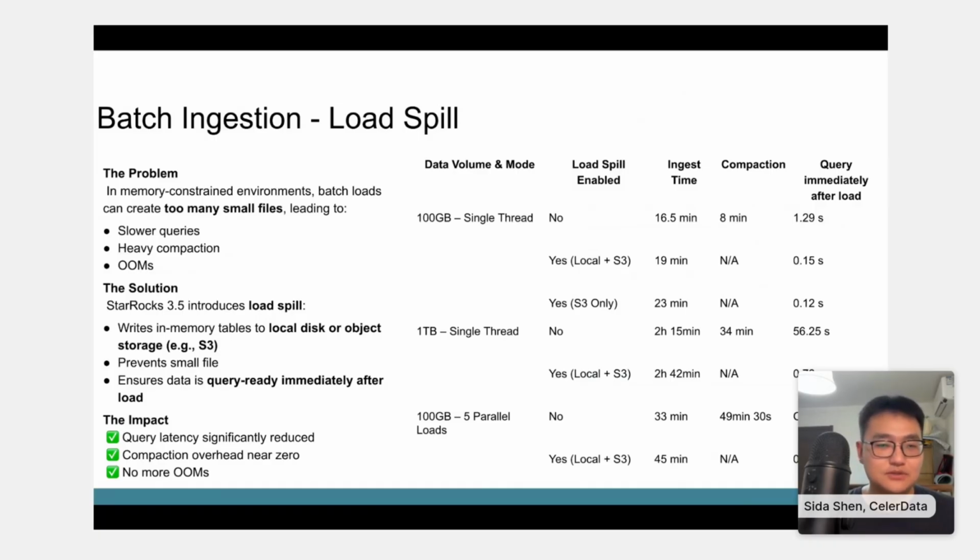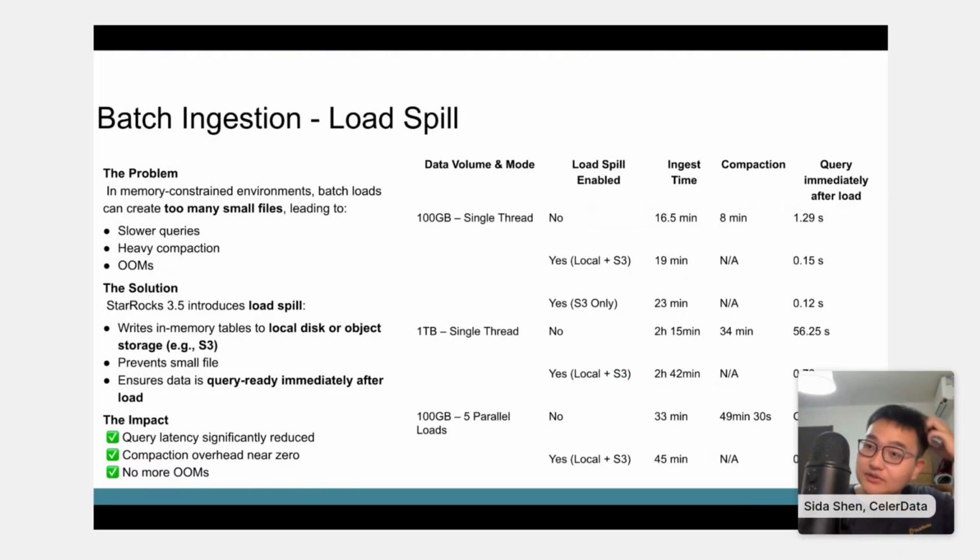This is the spill mechanism adopted from our query spill. Basically, we can use local disk or object storage to write in-memory tables when we're doing ingestion. If we need more memory, we just use disk, like it's memory. This prevents the small file issue, and also ensures your data is query ready immediately after load.